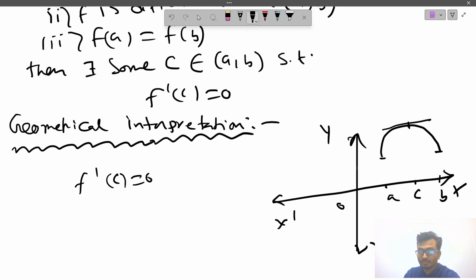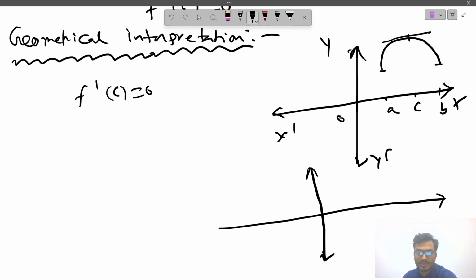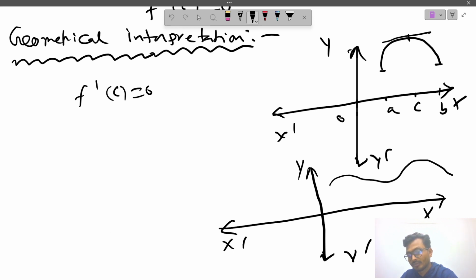Now one can ask this question: is this point c only one point, or can we find many points for another function? So let us draw another figure. Suppose now our function is like this, right? So suppose this is A, f(a) and this is B, f(b).